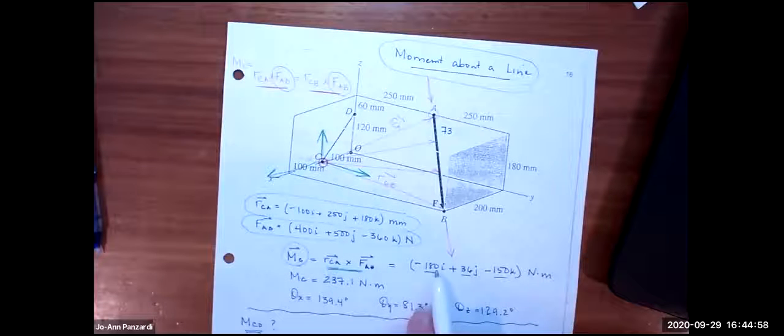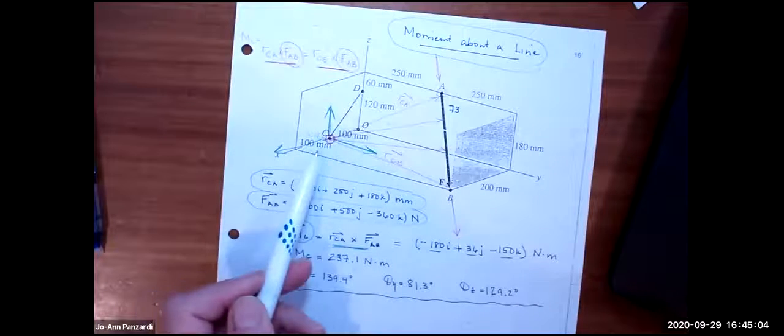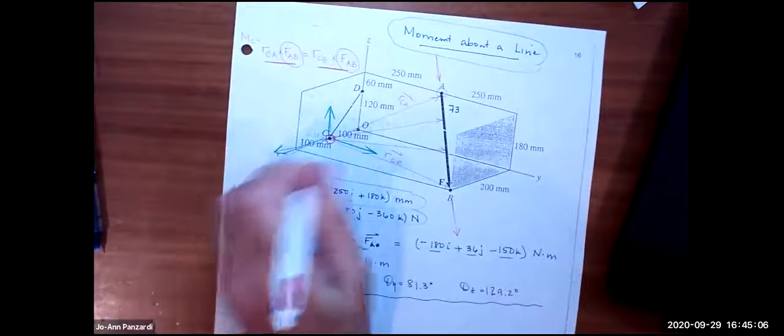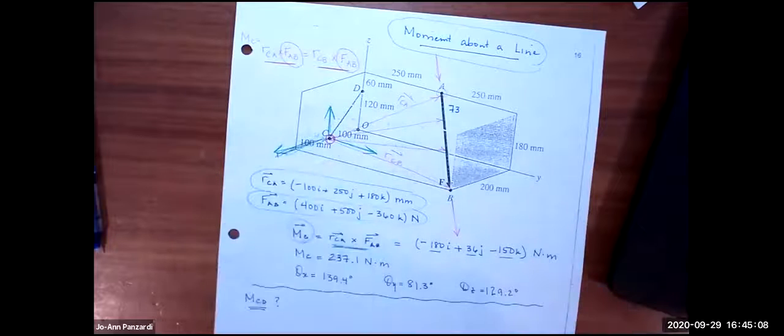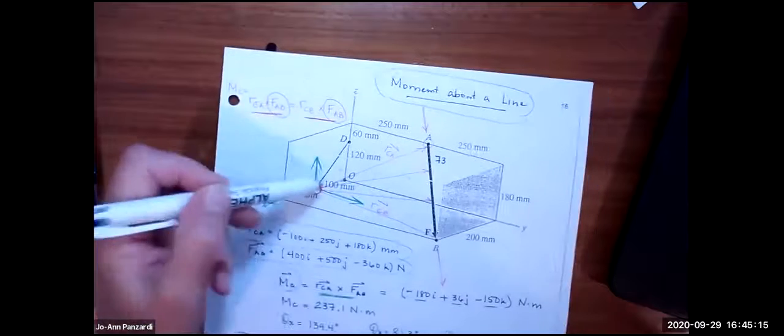Does everybody agree with that? We found a negative 180 in the i direction. Wasn't spinning this way, it was spinning that way. But in a way, we kind of found a moment about a line already because an axis is a line. It has a unit vector. But now we're going to move on to finding a moment about any line.